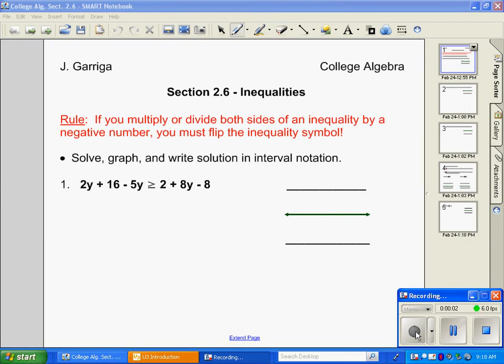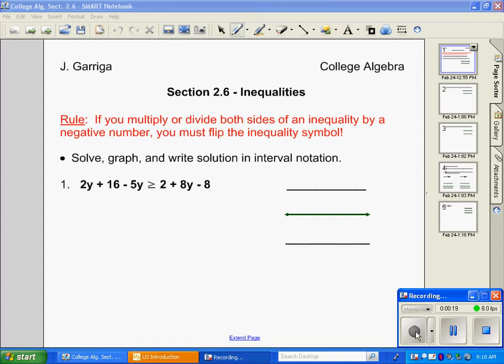In section 2.6, we're going to be solving inequalities. There's a rule that we have to remember. It says if you multiply or divide both sides of an inequality by a negative number, you must flip the symbol. So we're going to solve, graph, and write the solution in interval notation.